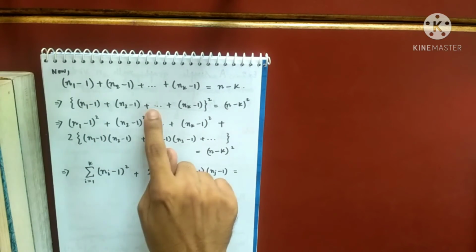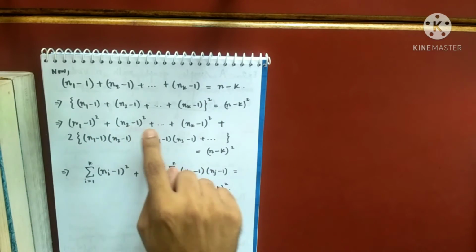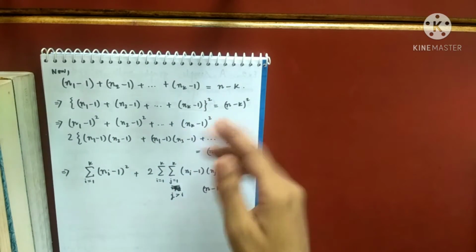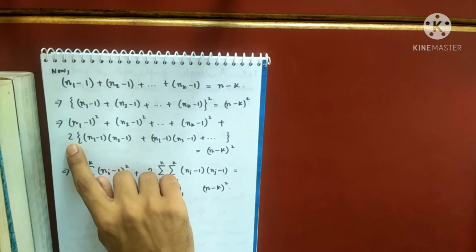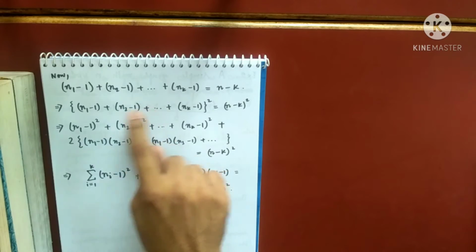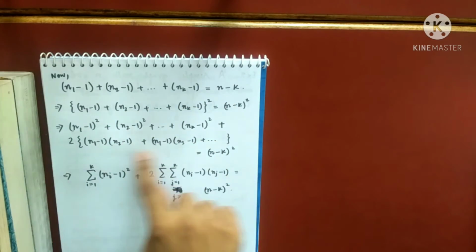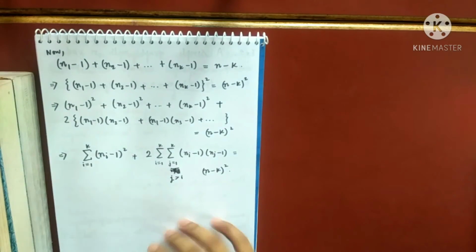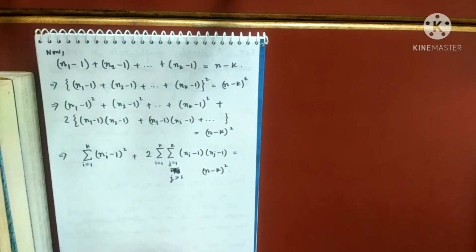(a + b + c + d + ...) whole square is a square plus b square plus dot dot dot plus anything square. So you have to first square each of them, then 2 times you have to take pairs, this with this, this with this, this with this and so on. This is what I have written, right? And here, square.